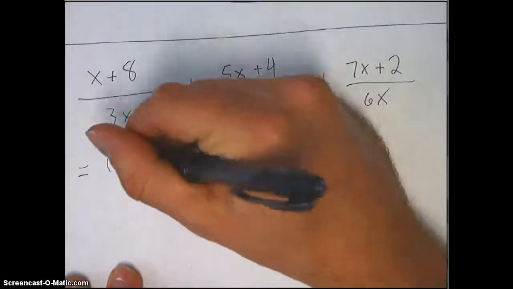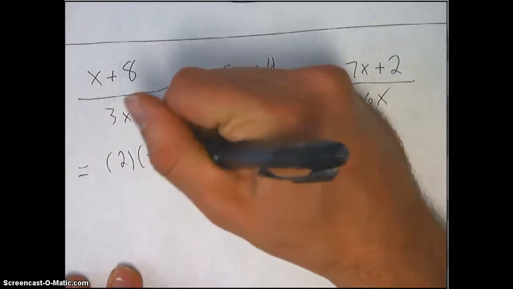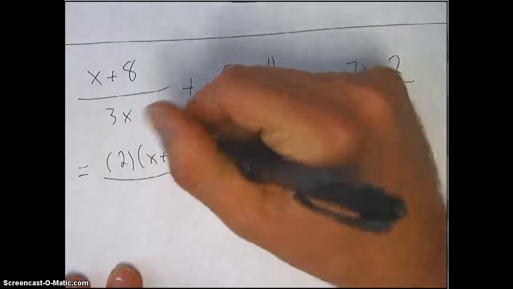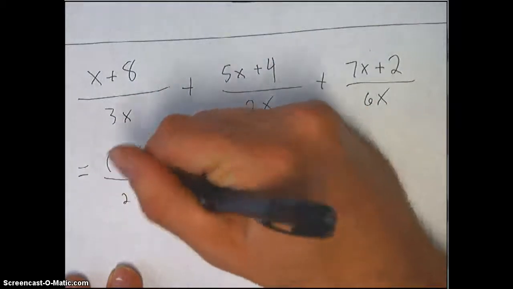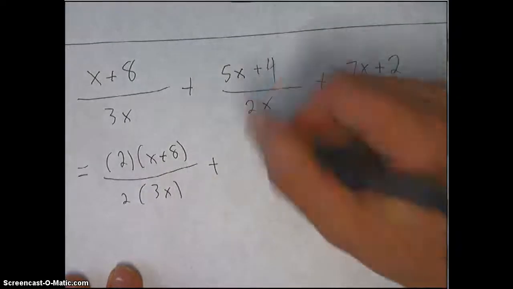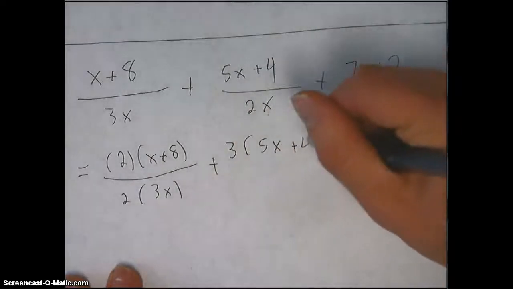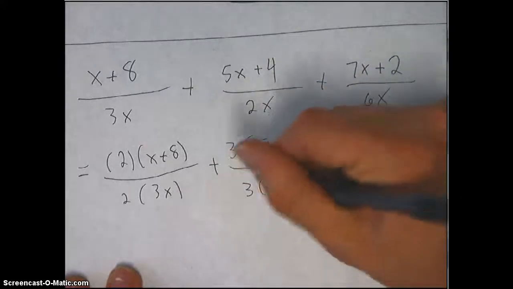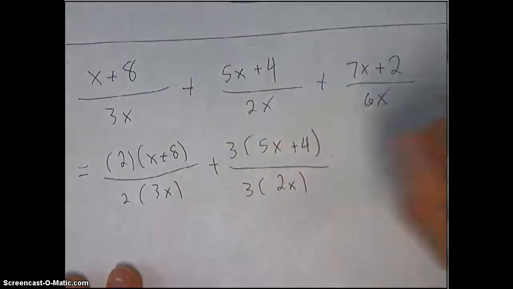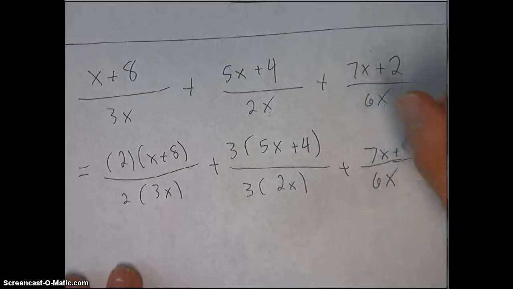So let's go 2 times x plus 8 over 2 times 3x plus 3 times 5x plus 4 over 3 times 2x. And since all of them are becoming 6x, I'm not going to do anything to this one.